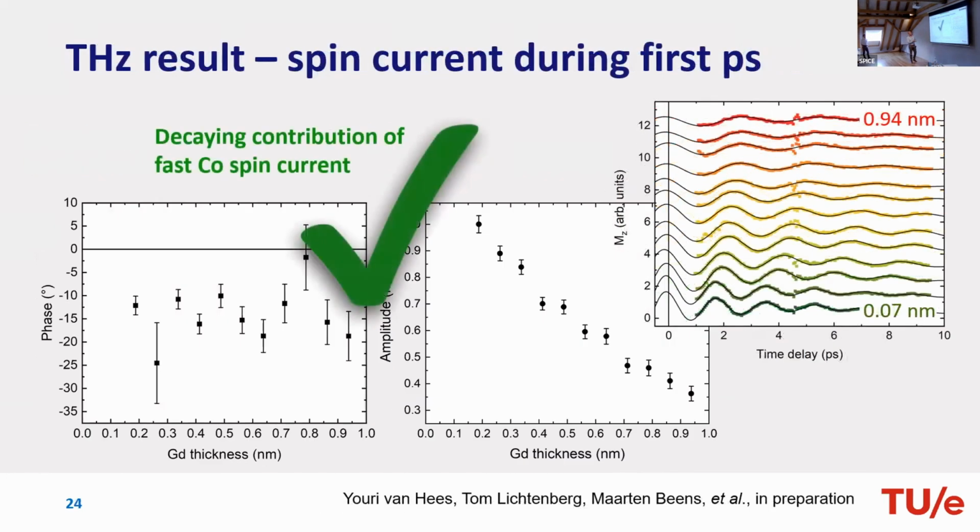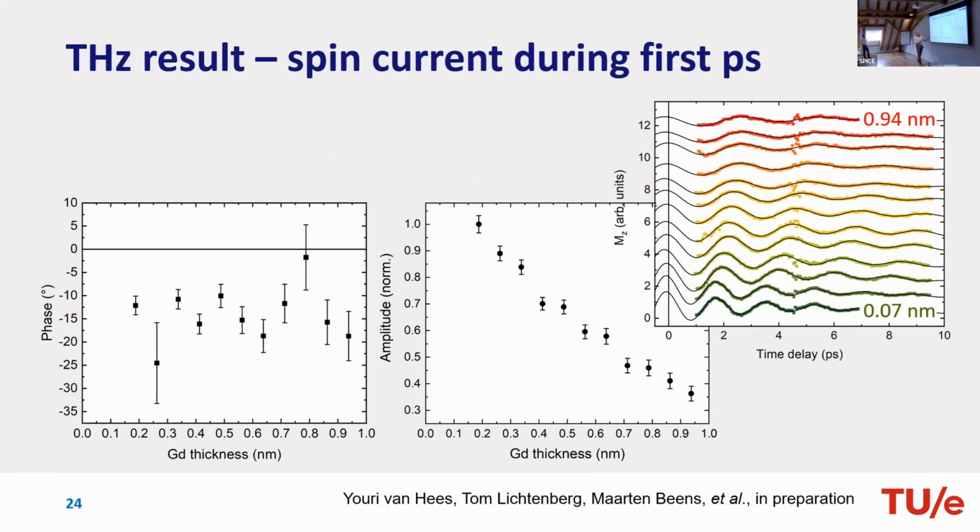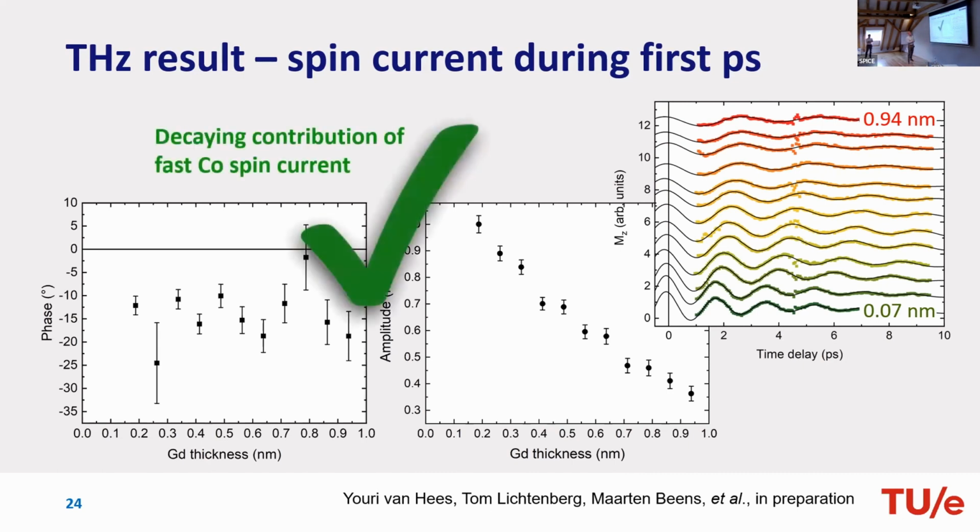If you go to the gigahertz range, the terahertz range in the thick gadolinium system, you see that you have nearly constant phase, but we do see that the amplitude of the generated waves goes down. So thereby you see that this is very inefficient in generating these very high frequency modes. So there's a decaying contribution of the fast cobalt spin current injected into the second layer that you have here. All right.